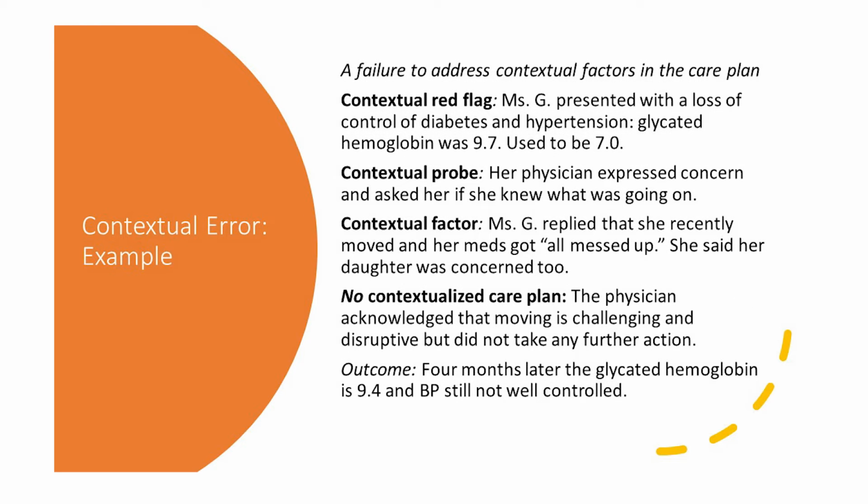Now, here's an example of what happens when the clinician overlooks the patient context. When that happens, instead of saying the care was contextualized, we say there's been a contextual error. The case, which is the same as the last one, starts out with Ms. G presenting with a loss of control of her 2 chronic conditions. Again, the physician probes, and again, she reveals the contextual factor. But this time, the physician, while sympathetic, is not helpful. While they acknowledge that moving is challenging and disruptive, there's no plan. And perhaps not surprisingly, at 4 months, the diabetes and blood pressure are still not well controlled.